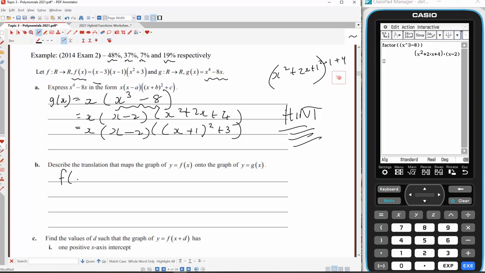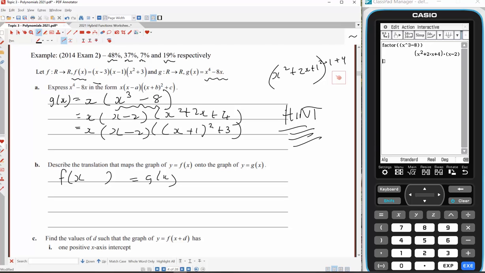Okay, so what do I do to f of x to turn it into g of x? What would I do to this function here? And I know it's a translation. A translation can be a vertical translation or a horizontal translation. I'll be willing to bet it's a vertical translation. So equals g of x.